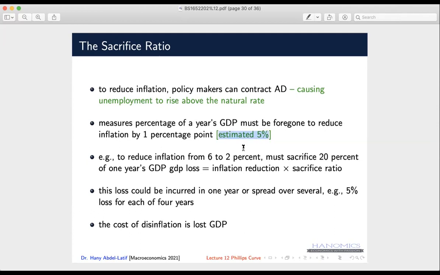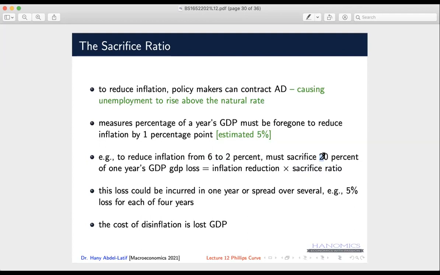So if, for example, inflation was at 6%, and I want to reduce it to 2%, that means I want to reduce inflation by 4%. If the sacrifice ratio is 5%, I'm going to use the sacrifice ratio to calculate the loss in GDP. So the loss in GDP will be equal to 4, this is how much inflation I want to reduce, times the sacrifice ratio, which is 5. So that implies that we must sacrifice 20% of one year's GDP in order to achieve that.